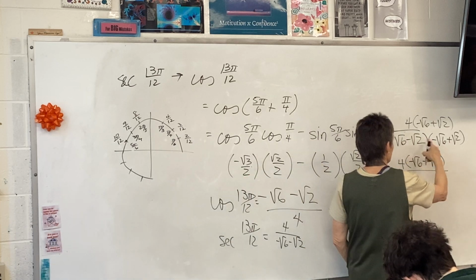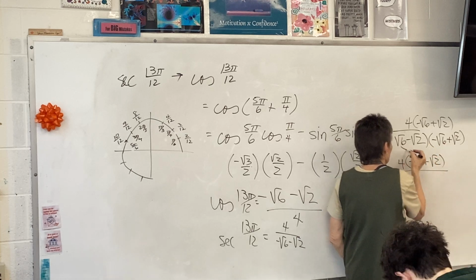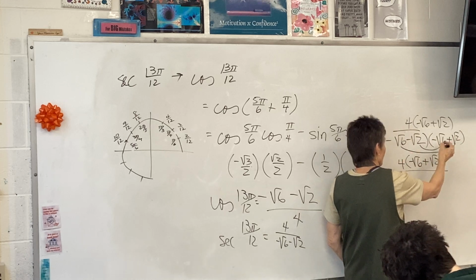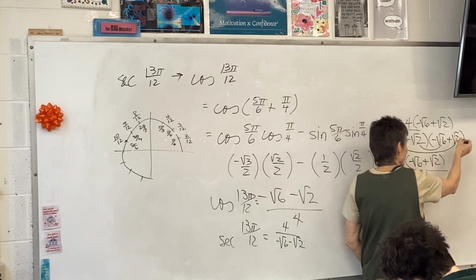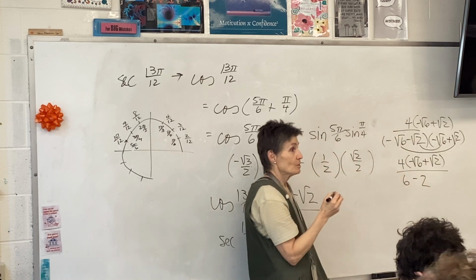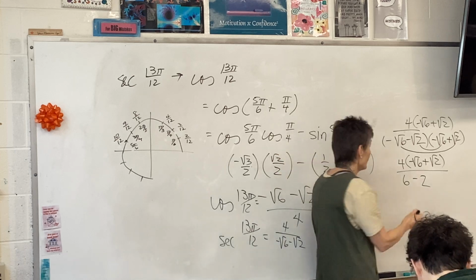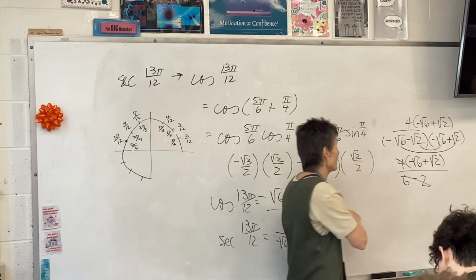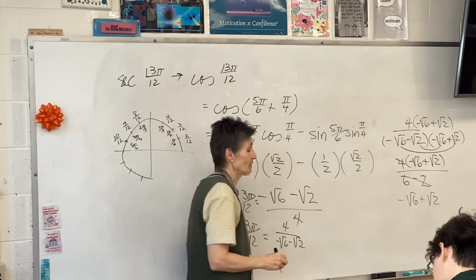What is negative root 6 times negative root 6? 6. These two are going to cancel because one of them will be positive, the other will be negative, right? And then I have negative root 2 times positive root 2, which is negative 2. So the denominator just works out to be 4, which will cancel with that 4 we had originally. And our answer is negative root 6 plus root 2. That is our final answer.